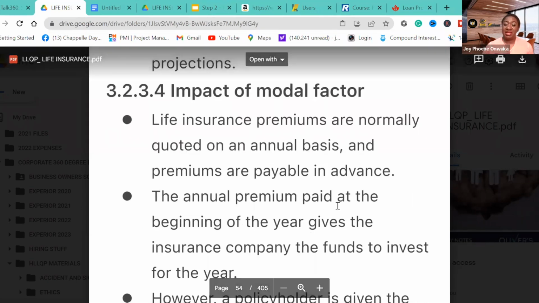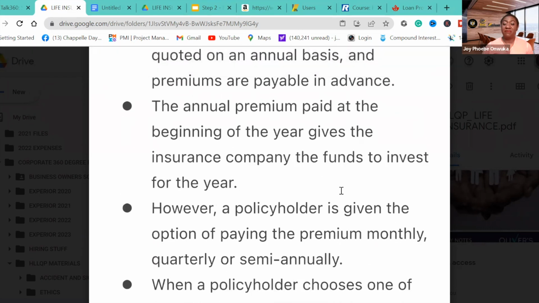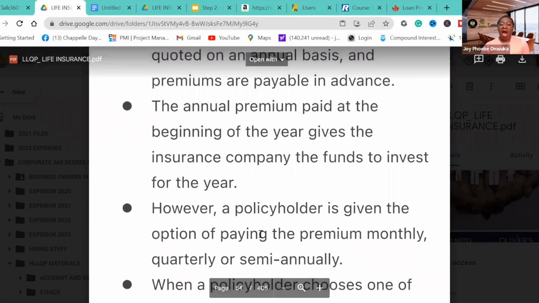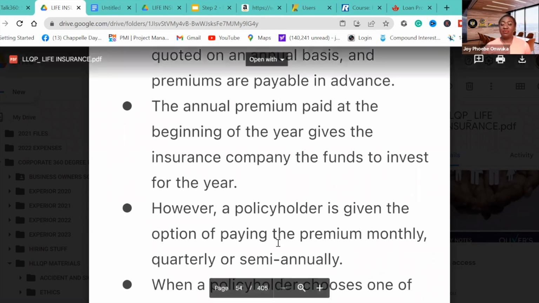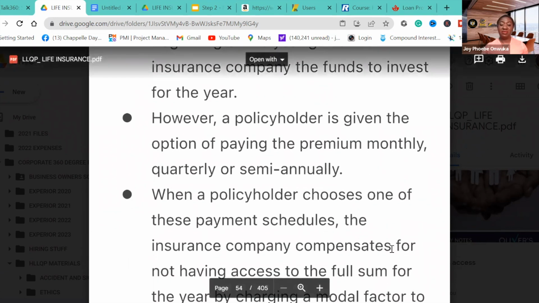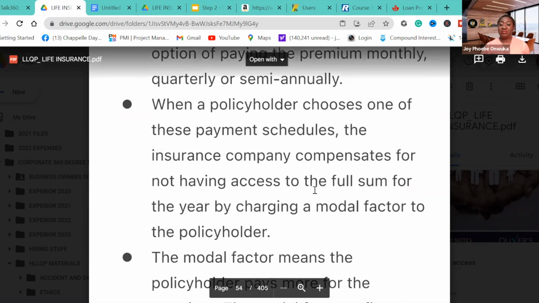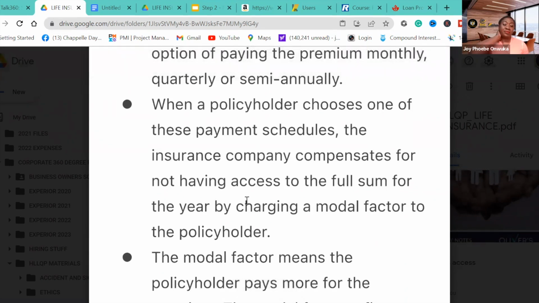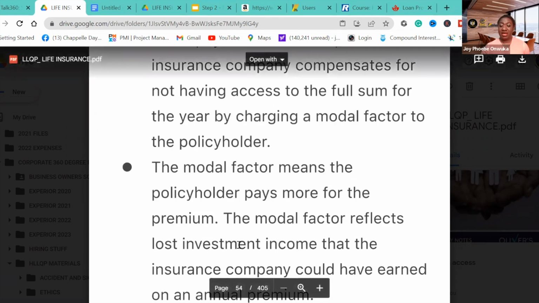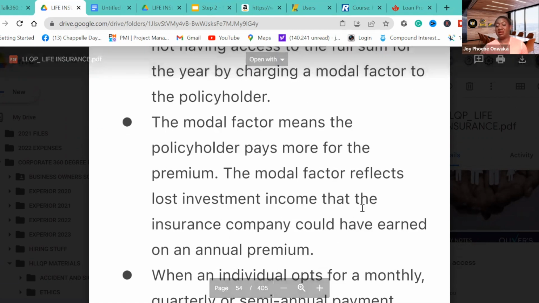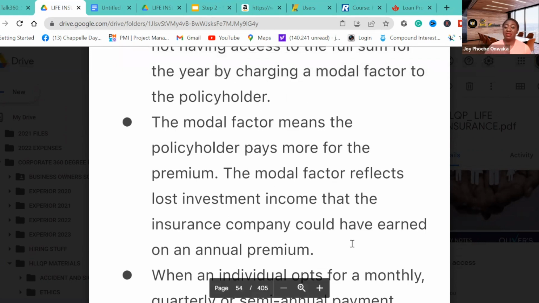Now, the annual premium paid at the beginning of the year gives the insurance company the funds to invest for the year. However, the policyholder is given the options of paying the premium monthly, quarterly, or semi-annually. When a policyholder chooses one of these payment schedules, the insurance company compensates for not having access to the full sum for the year by charging a modal factor to the policyholder. The modal factor means the policyholder pays more for the premium. The modal factor reflects the lost investment income that the insurance company could have earned on an annual premium.